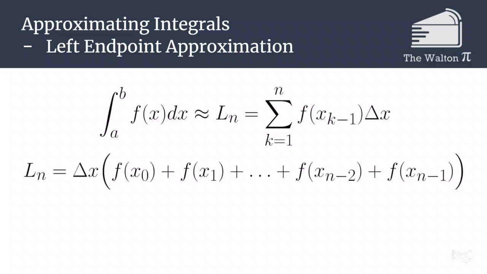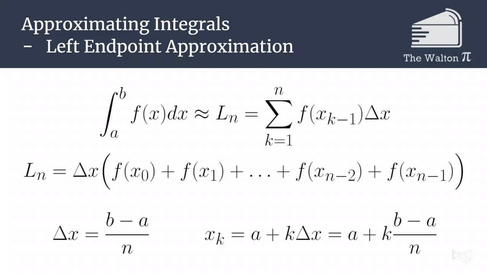So the left endpoint approximation would be delta x times f of x0 plus f of x1 plus all the way up through f of x sub n minus 1. And again, just so that we have the definitions of what delta x and x sub k are.